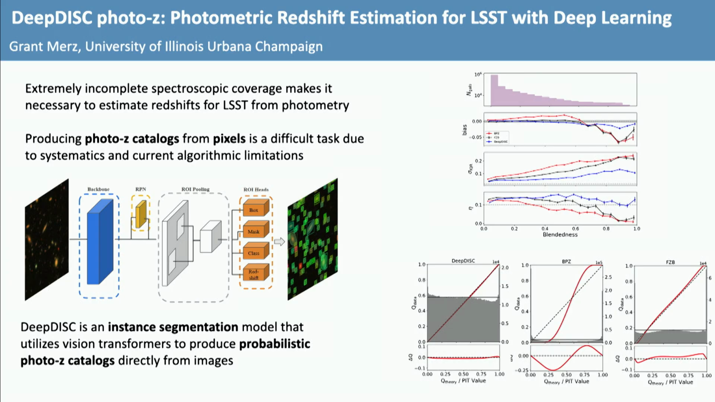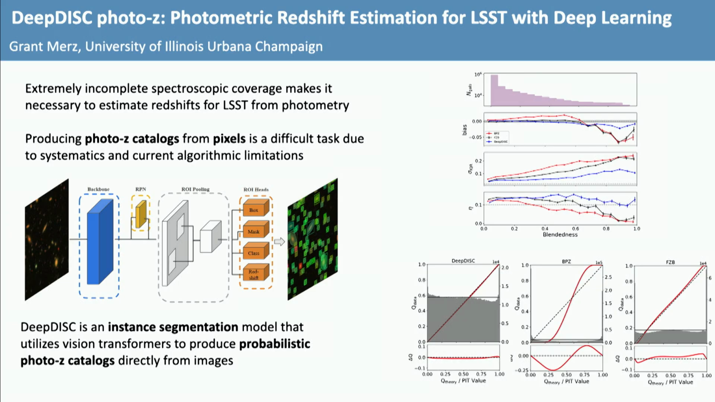The photometry is basically just a coarsely sampled SED. Traditionally, this can be done through template fitting methods, where you have a library of template SEDs that you can fit using some forward model of the observed photometry. Or you can use machine learning methods, learning a mapping from this photometric space to the redshift.